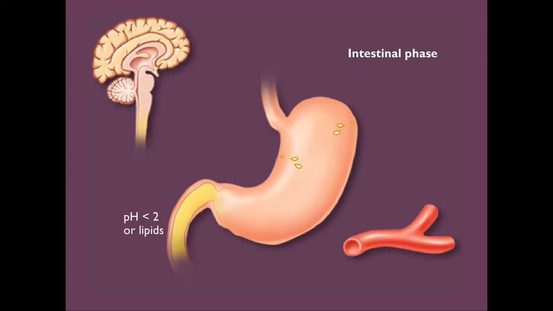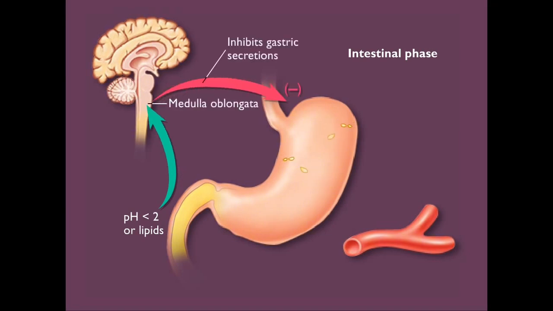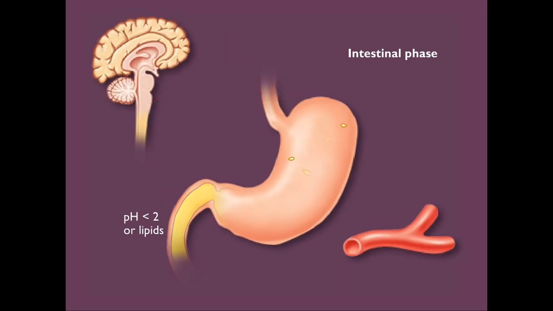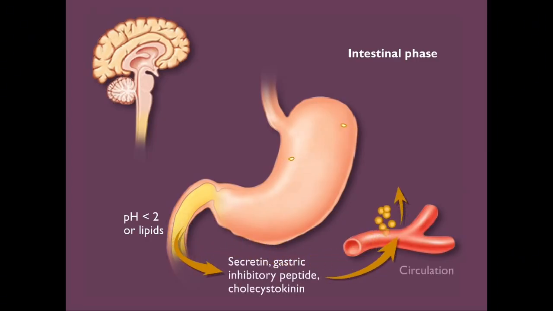The lipids and hydrogen ions inhibit gastric secretion by 3 simultaneous actions. First, they cause impulses to go to the medulla oblongata to decrease parasympathetic stimulation of the gastric glands. Secondly, they set up local reflexes via neurons in the wall of the gut that decrease gastric secretion. Thirdly, they cause the release of three local hormones which travel via the circulation to the gastric glands and inhibit their secretion.